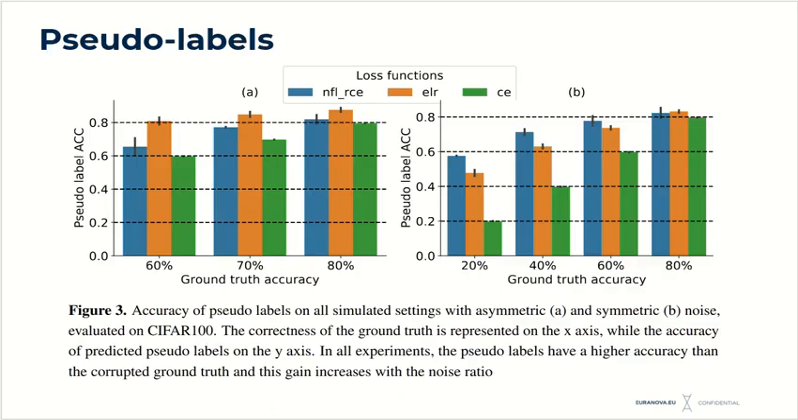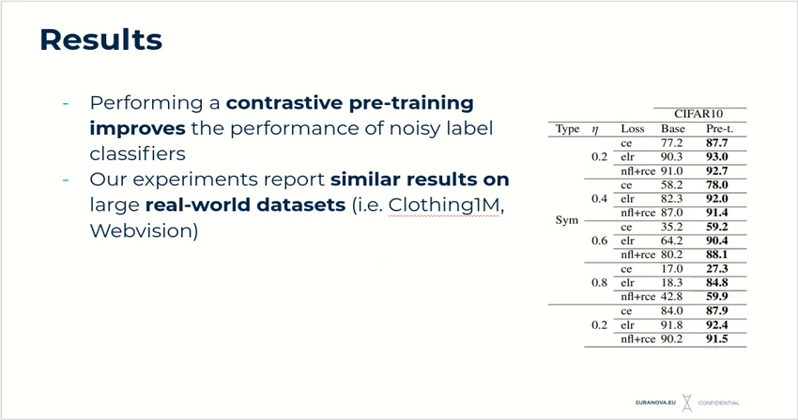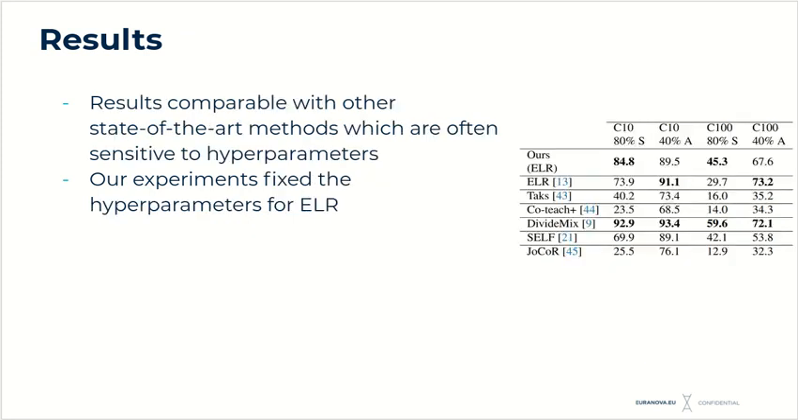The superior accuracy of pseudo-labels compared to the ground truth has been demonstrated by testing on both CIFAR 10 and CIFAR 100 datasets with various types and levels of noise. Our experimental results demonstrate that contrastive pre-training improves the performance of noisy label classifiers, both on CIFAR datasets and on large real-world datasets. We achieved results comparable with other state-of-the-art methods, which are often more sensitive to hyperparameters.